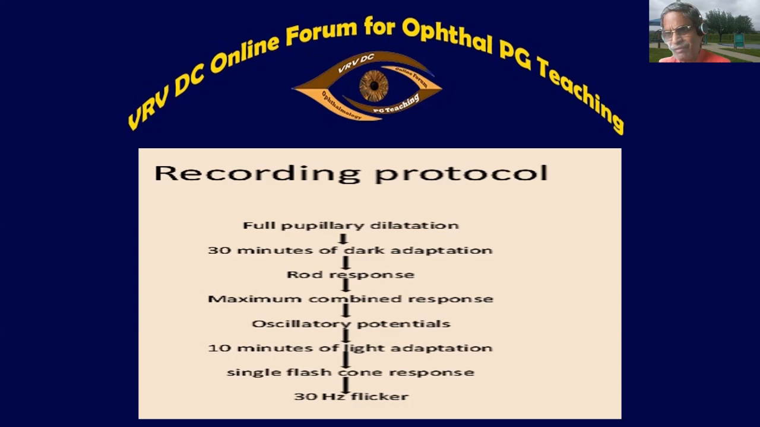Never forget that there are two things: the dark adapted eye and the light adapted eye, and what they are going to record. These are common things they can ask you in examinations. Next part.